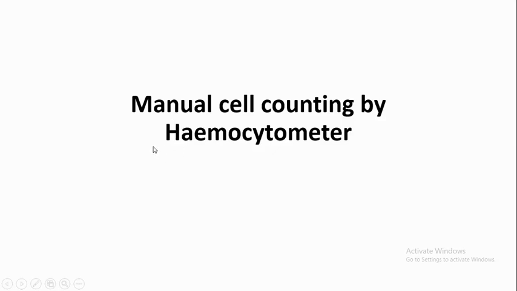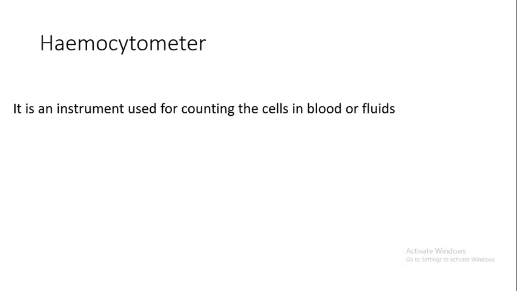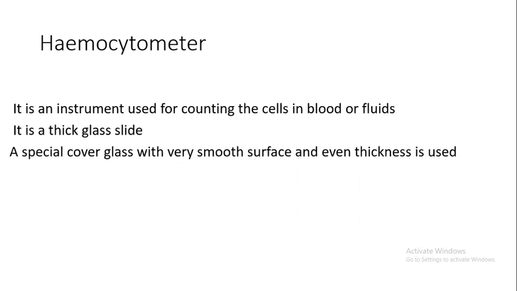In this video, I will discuss manual cell counting by hemocytometer. Hemocytometer is an instrument used for counting the cells in blood or body fluids. The blood is diluted with an appropriate known volume of diluting fluid and then counting is done by using the hemocytometer under the microscope. It is a thick glass slide.